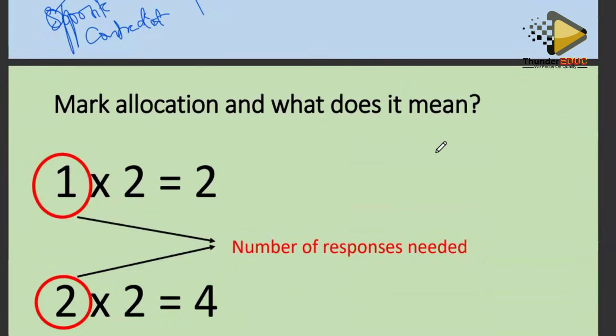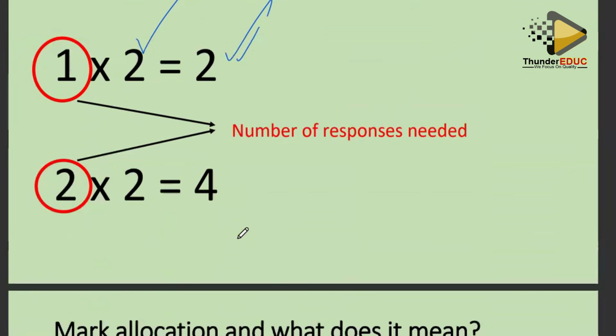Then we move on to mark allocation. When I look at mark allocation, the first digit represents the number of responses required. So if you get a 1 by 2, it means one response giving 2 marks, 1 times 2 gives you a total of 2. Then if you get a 2 by 2, it means you're supposed to figure out 2 responses, and each response having 2 marks, giving you a total of 4 marks.